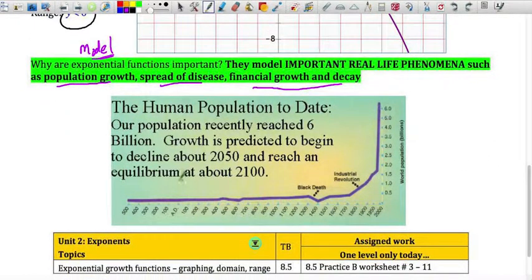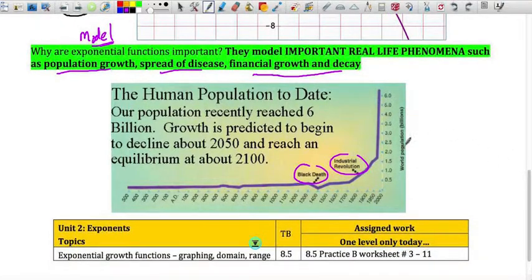And this is just an example of human population to date, and as you can see from the shape of the graph, it follows with some exceptions because of naturally occurring disasters or events, but it basically follows very closely to the exponential growth model, and so therein lies the massive use of the exponential function, which we'll talk more about in coming classes.